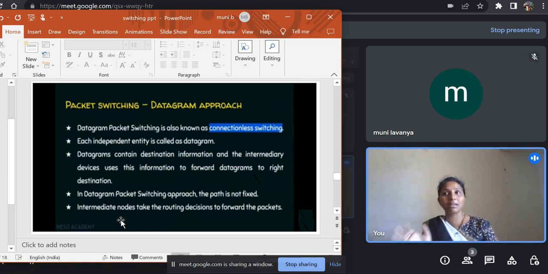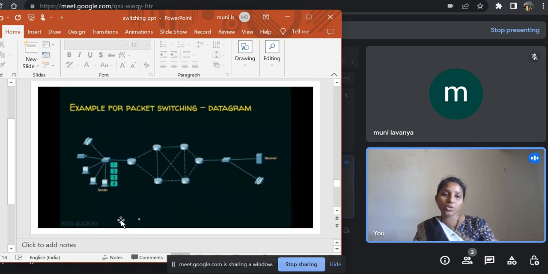So what is connectionless switching? Each individual packet is called a datagram, and all the datagrams have the destination information and the intermediate nodes information. The reason is to know how to route the data in the right direction. Here the path is not fixed, so the data is transmitted depending on network congestion. I will show you how it transmits in datagram switching.